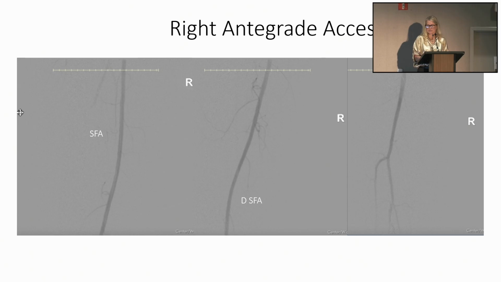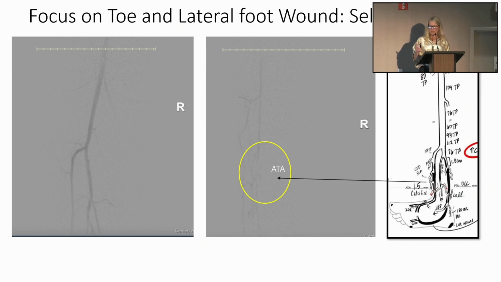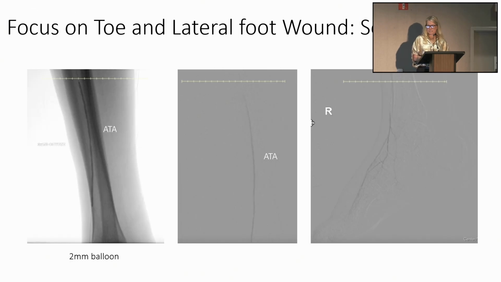We did antegrade access. The SFA pop is pretty clean, as we would expect by the duplex ultrasound. And now we're going to quickly cross the anterior tibial artery. This is a short 3-centimeter CTO. She was able to cross easily, do plain balloon angioplasty, and here's the foot shot. And yes, we do get an AP view, but the angiographic image here is still subjective.